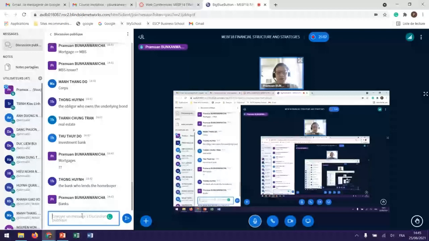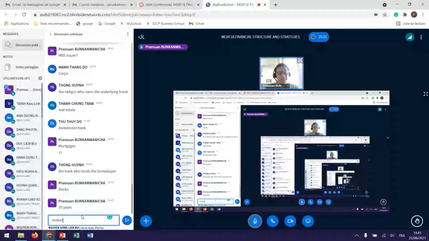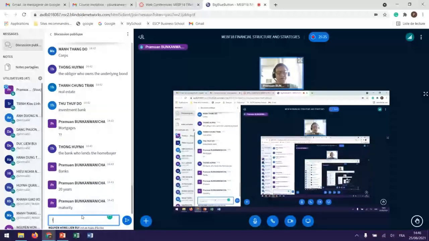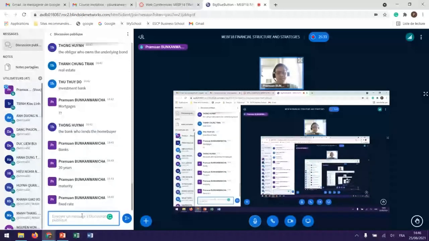So I bought this apartment not long ago, 2 years ago. I got the mortgage from a commercial bank. I have 20 years; I chose a 20-year maturity. In France, the very common one on the mortgage is the fixed rate. We can use a floating rate, but it's not very common. The most common one is the fixed rate.